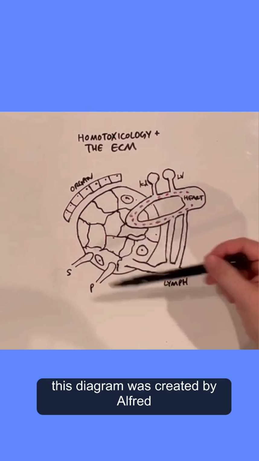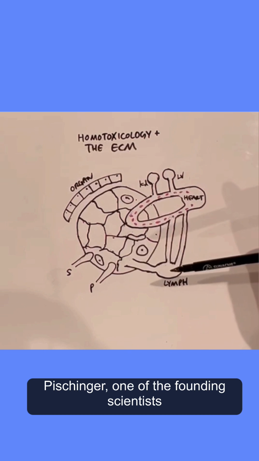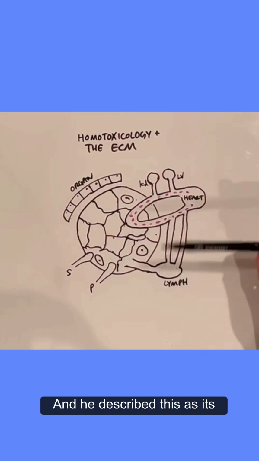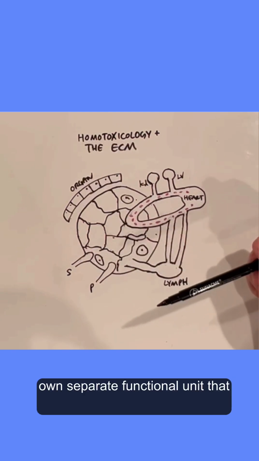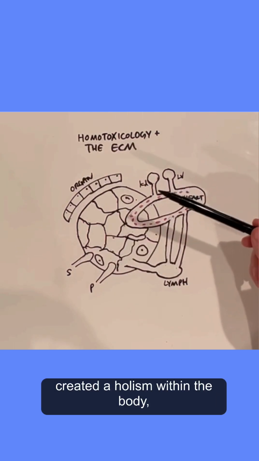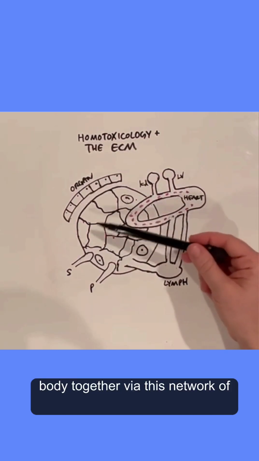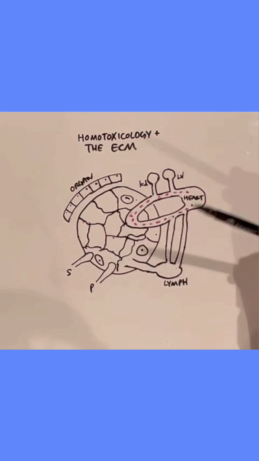So this diagram was created by Alfred Pischinger, one of the founding scientists and fathers of the ECM, and he described this as its own separate functional unit that created a holism within the body, connected all the parts of the body together via this network of the ECM.